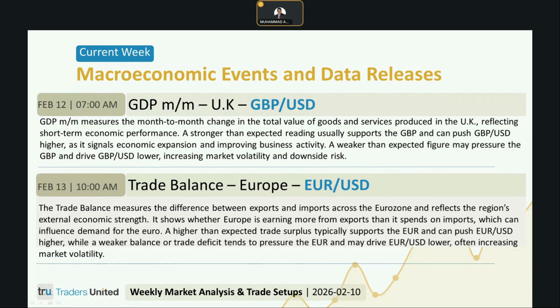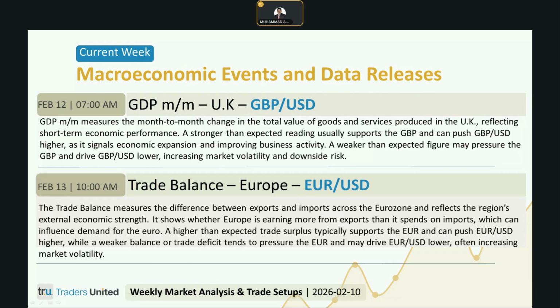It reflects the region's external economic strength. It shows whether Europe is earning more from exports than it spends on imports, which can influence demand for the euro. A higher than expected trade surplus typically supports the euro and can push euro USD higher, while a weaker balance or trade deficit tends to pressure the euro and may drive euro USD lower, often increasing market volatility.